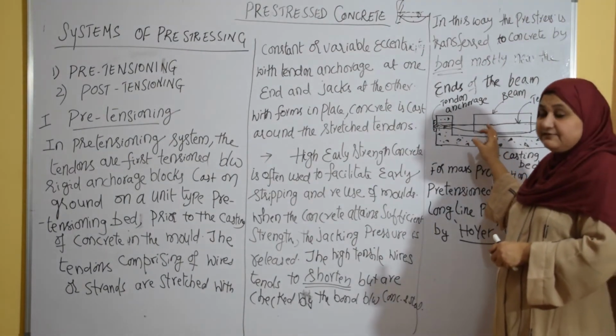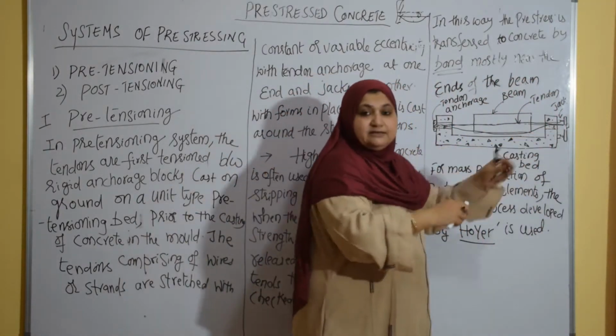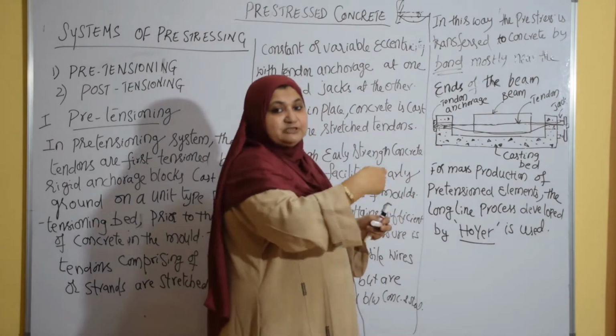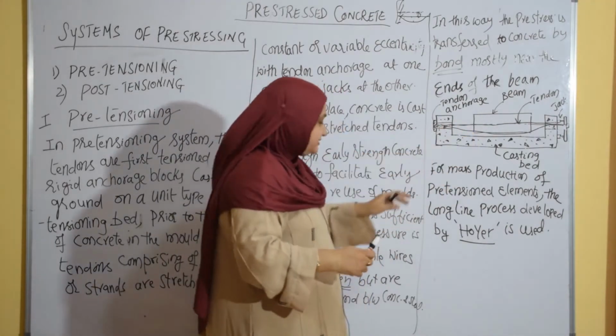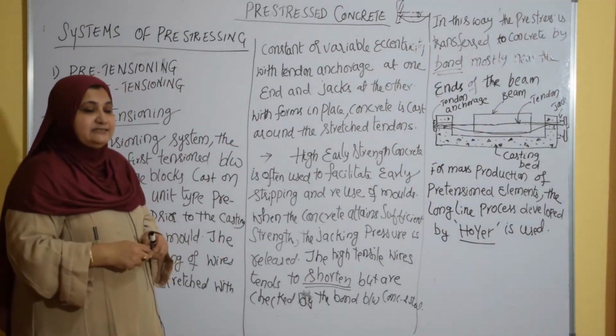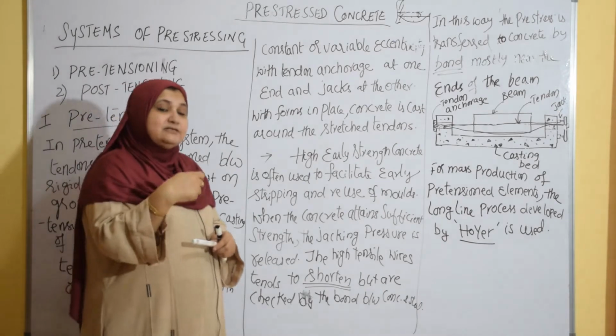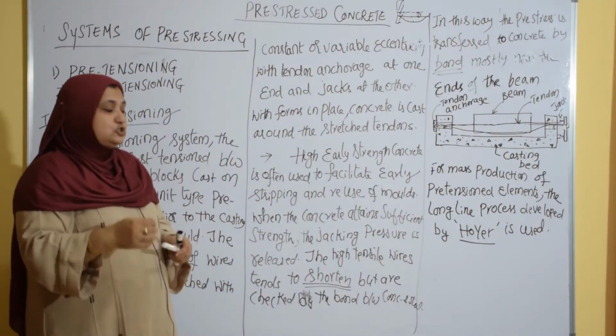When the concrete attains sufficient strength, as I have already said, the jacking pressure is released. There will be a jack, and once the concrete gets the strength and hardens, the jacking pressure will be released. The wires are high tensile wires. So as soon as the jacking pressure is released, these high tensile wires shorten.